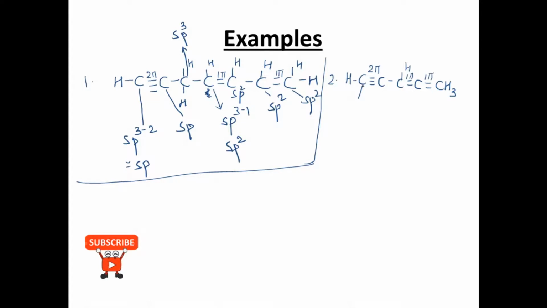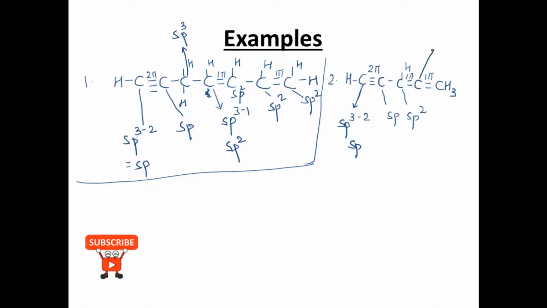So if I calculate the hybridization of this carbon atom, it will be sp3 minus 2, sp3 minus number of pi bonds. So this carbon is sp hybridized. Similarly, this carbon is also sharing the triple bond. So it also has 2 pi bonds. So this is sp hybridized. This carbon has 1 pi bond. So sp3 minus 1, it becomes sp2.